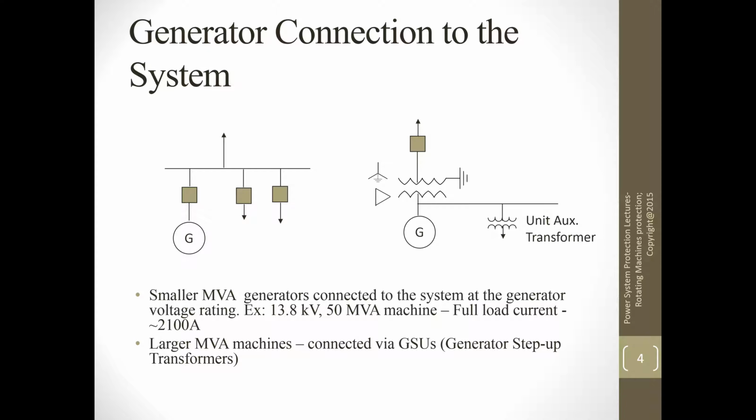As I mentioned, diesel generators are up to 50 MVA. They don't have any voltage step up. They are directly connected to the distribution bus, or a 13.8 kV bus in this case. Whereas larger machines are connected to generator step-up transformers so that the power is connected to the HV or EHV systems.